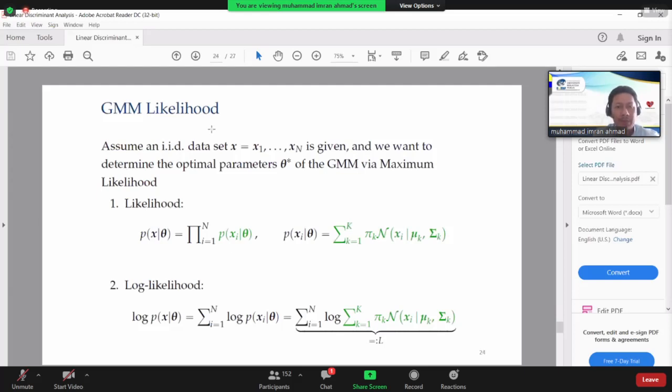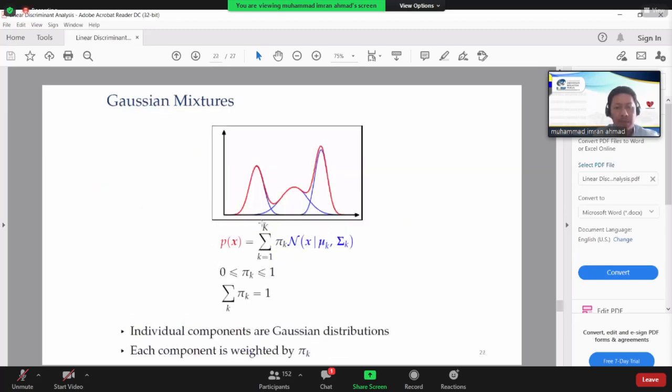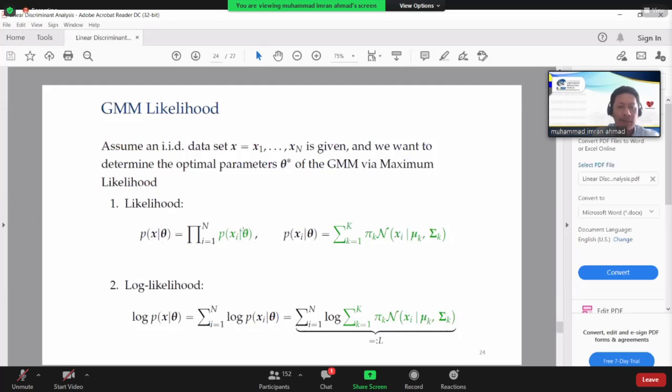So GMM likelihood is a process where we want to calculate the likelihood value. For the likelihood value, we will use this formula. This one is multiplications. This one represents GMM likelihood. Why do we put a slash theta here? Because we refer to the specific class: class number 1, class number 2, class number 3, class number 4. We refer to a specific class.